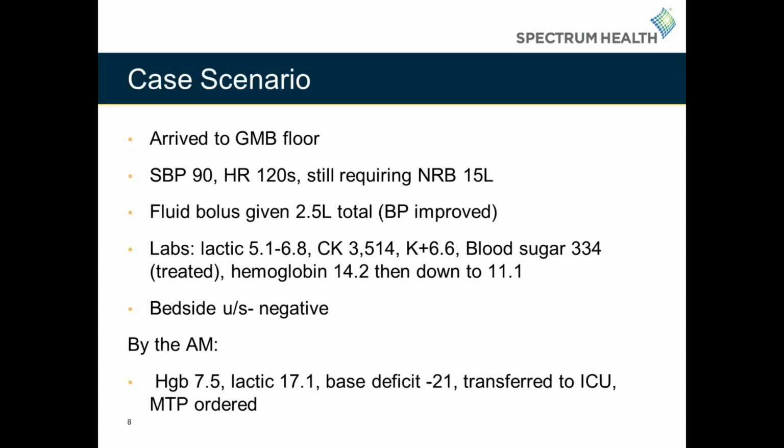As you can see here, his labs, his lactic acid was 5.1, went up to 6.8. As they continued to check his labs, his CK went up to 3,500. His potassium went up to 6.6. His blood sugar was in the 330s. They treated it. At one point in the documentation, they actually were thinking he was having some metabolic issues due to diabetes. But then hemoglobin on admission was 14.2 and dropped down to 11.1 throughout the night.